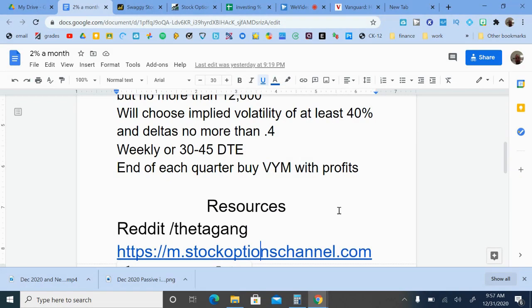Here are some general resources. The Reddit Theta Gang, what they do is they are pretty strong on selling options, so selling cash secured puts and selling covered calls, and they look at stocks that have pretty high volatility so they could get pretty good returns off it. StockOptionsChannel.com is where I look at most of my different bid and ask prices and different percentages.